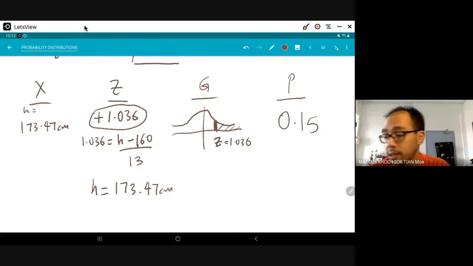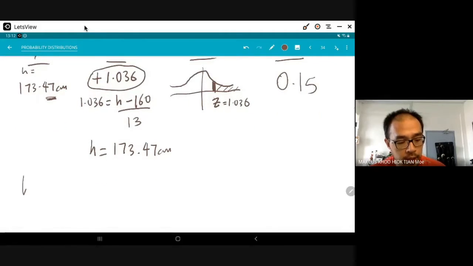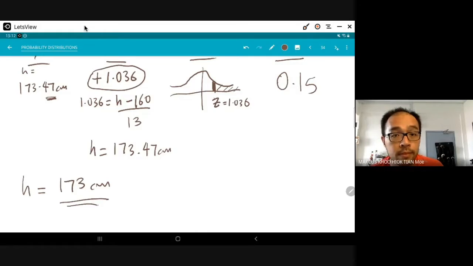But look at the question. The question said, find the value of H to the nearest cm. Okay, 173.47, to the nearest cm will be H equals 173, because it has not exceeded 0.5. Okay, 173 cm. Wow, 15% of the students have a height higher than 173 cm. That's not bad. Okay, that's quite interesting.